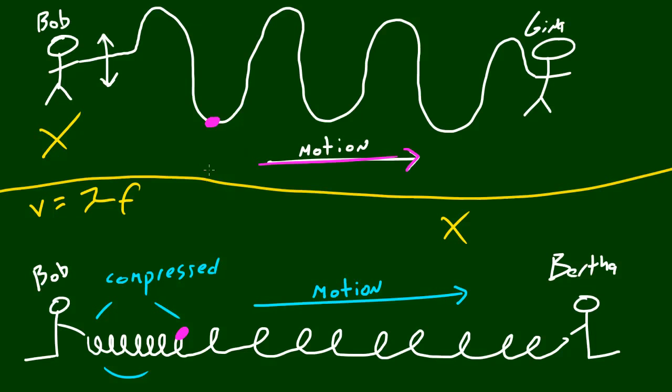So just remember that. Even though it looks like the waves are actually going from Bob to Gina or Bob to Bertha, the matter does not get transferred. No matter whatsoever gets transferred from Bob to Gina. It's only the energy from person A, Bob, to person B, Gina. I like to point that out because this is actually true for all types of waves: waves do not transfer matter, they just transfer energy from the source, which is, in this case, Bob.